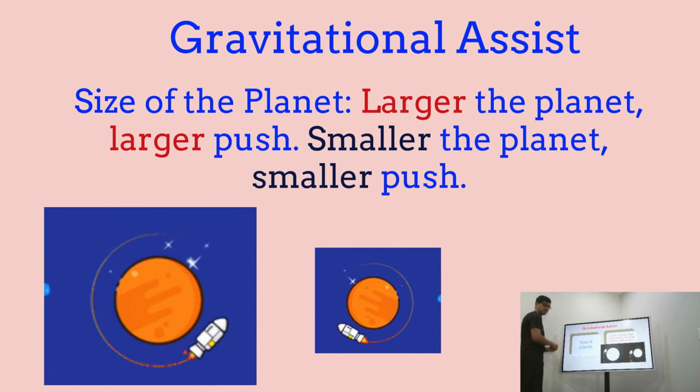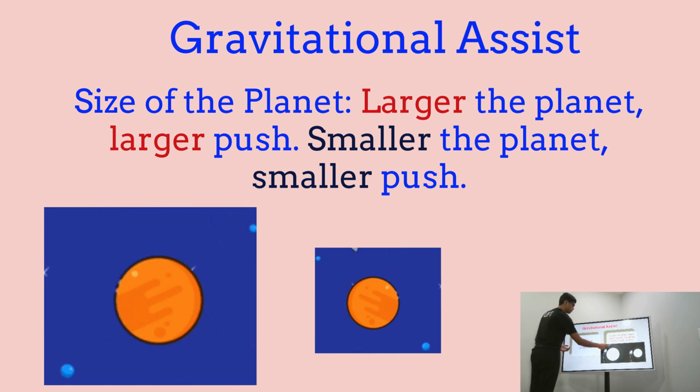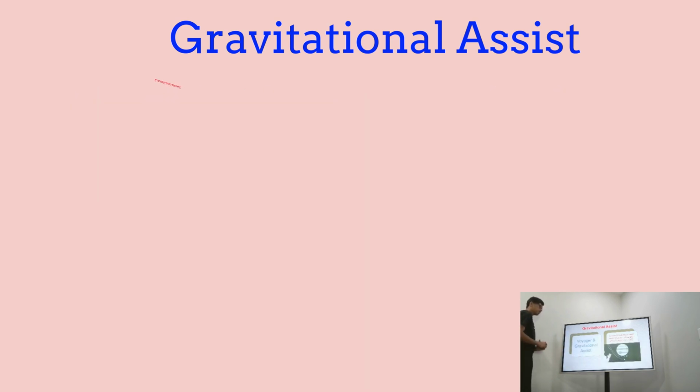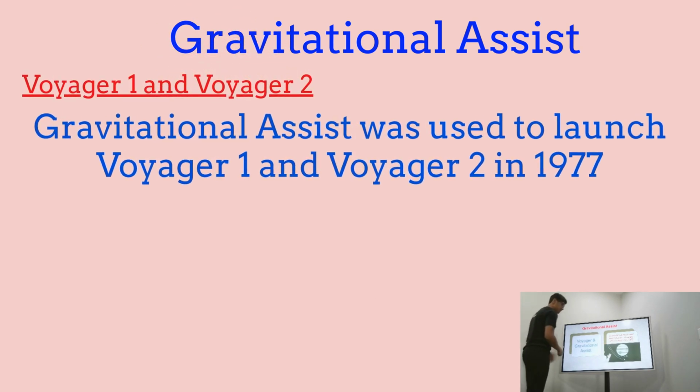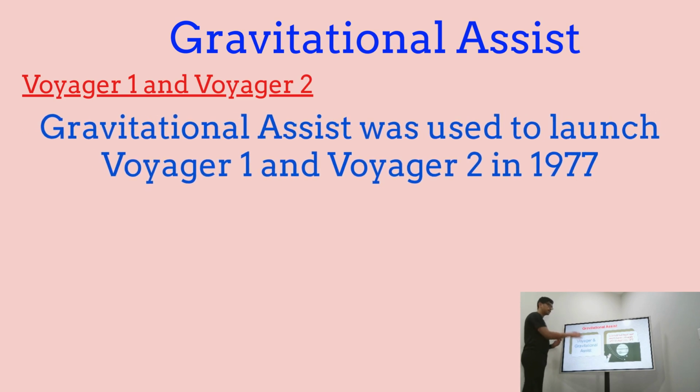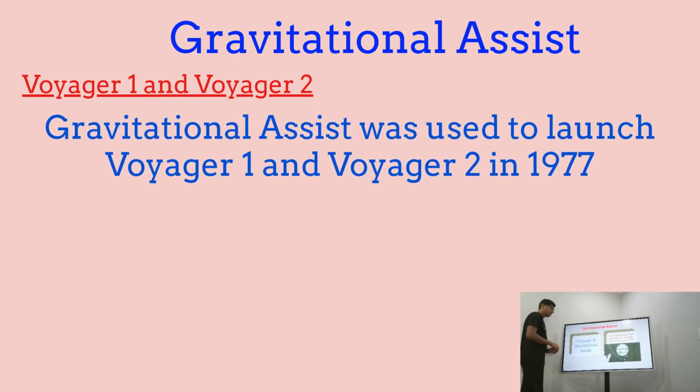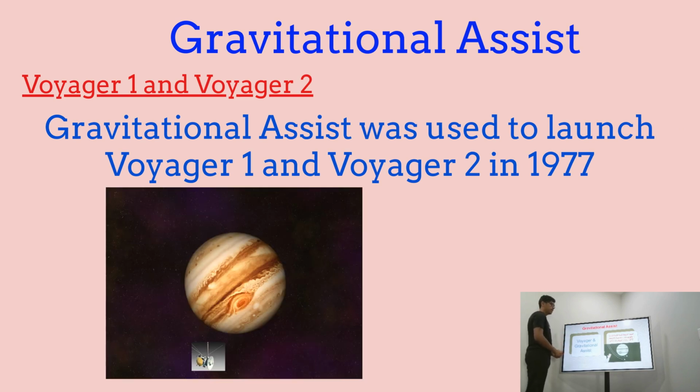So now let's move on. Now we're going to be talking about how the Voyager also used gravitational assist. Back in 1977, both of the Voyagers used this method of gravitational assist. Gravitational assist was used to launch Voyager 1 and Voyager 2.